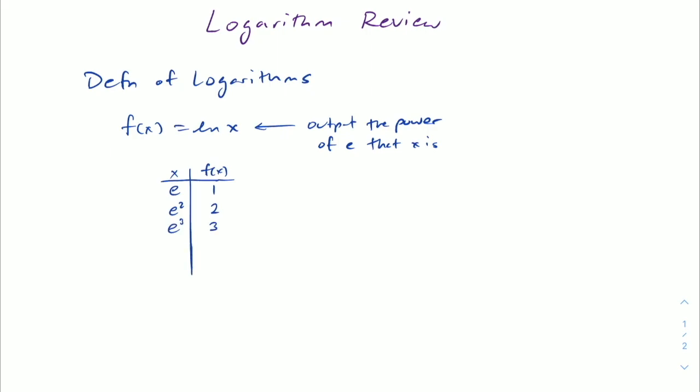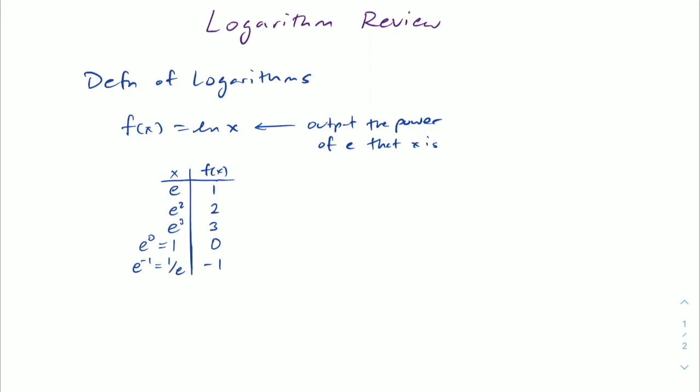Let's put in some other values. Let's put in 1 and 1 over e. 1 is e to the 0, so this function will output 0. And 1 over e is e to the negative 1, so this function will output negative 1.